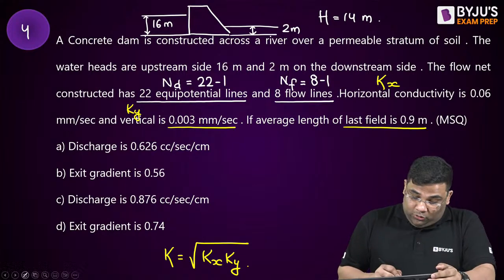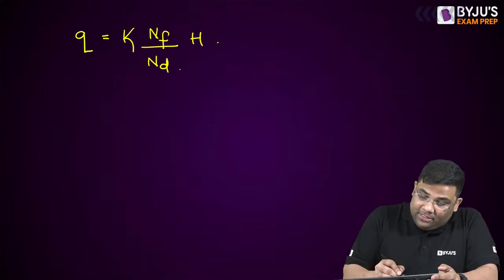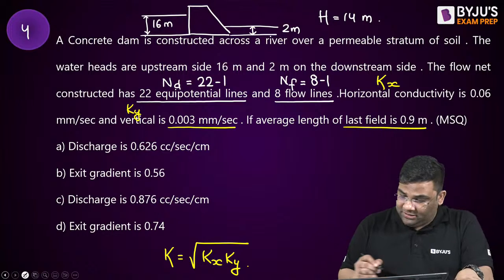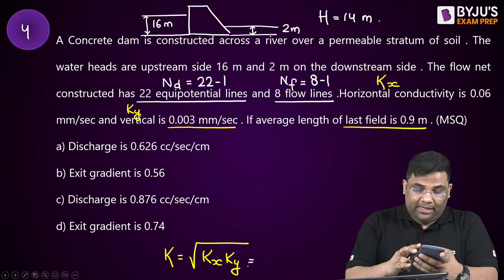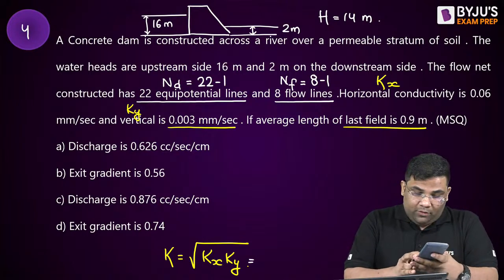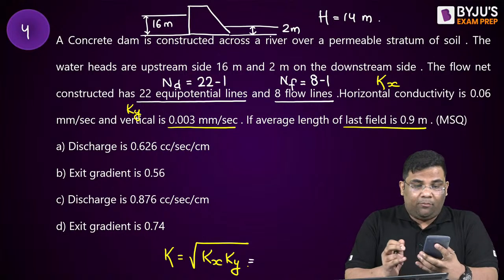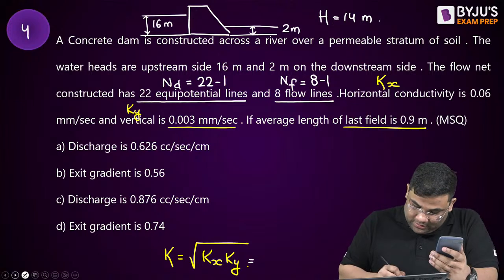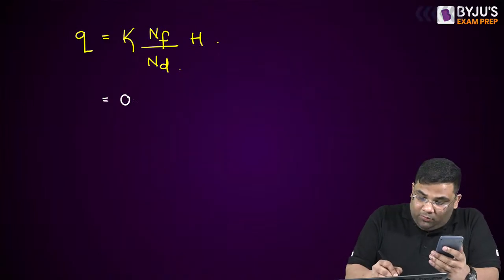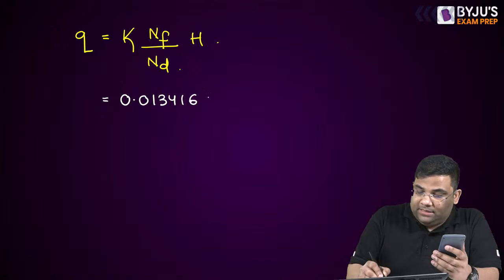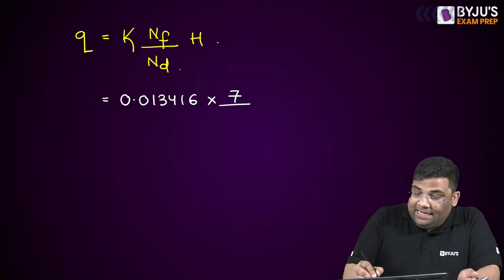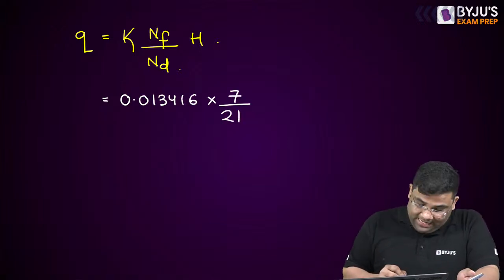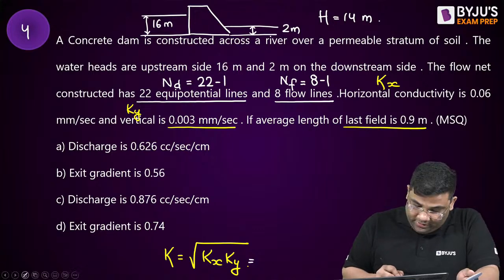Okay, so from here, let us find out the K first. Root under 0.06 into 0.003. I'm getting a value of 0.013416. NF is 7, ND is 21. Now the head difference is how much? It is given 14 meter.